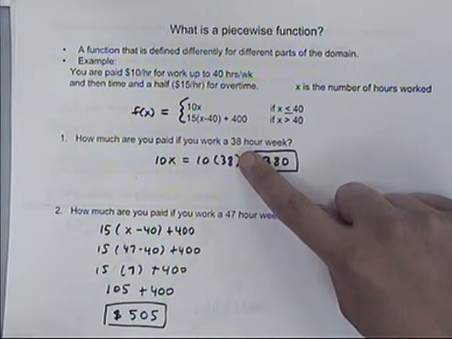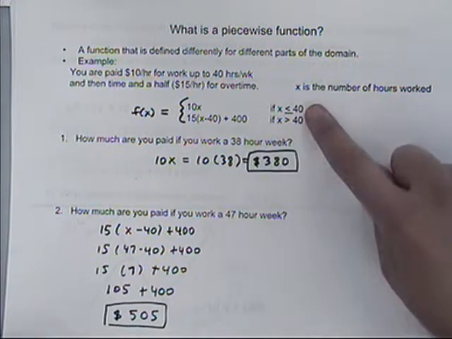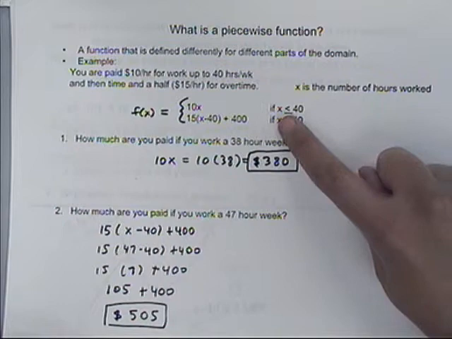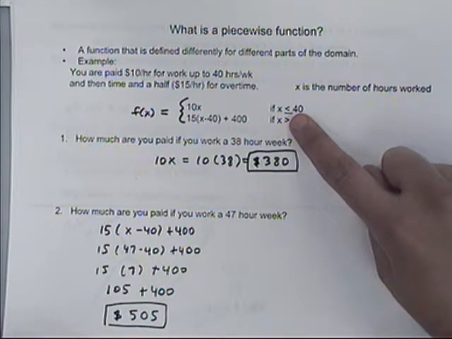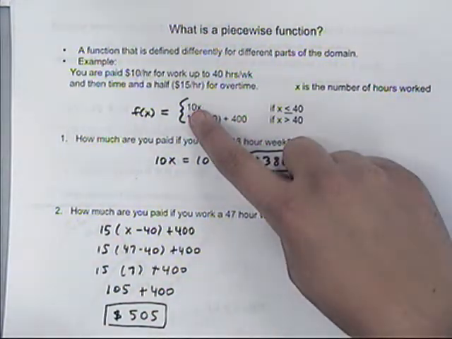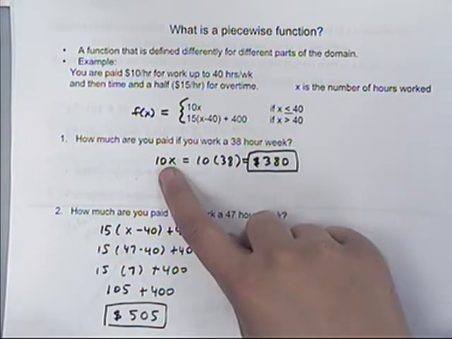Question number 1, if you work 38 hours in your week, that would fall into the first category because 38 is less than or equal to 40. So you would use that function, 10x, not the other one.